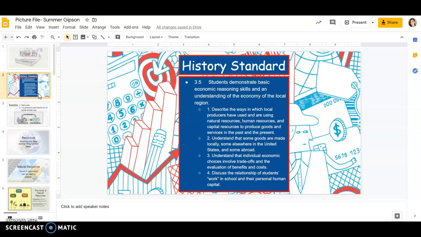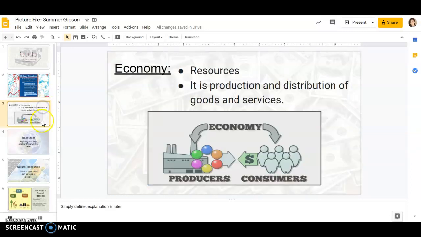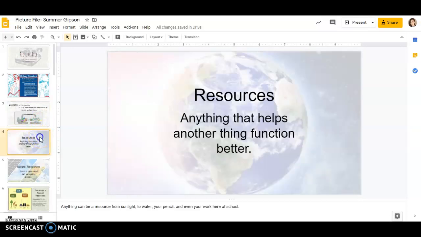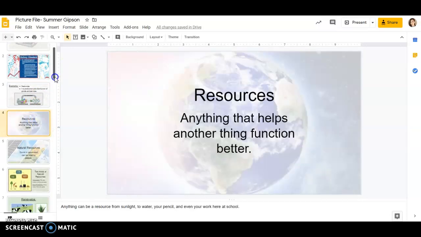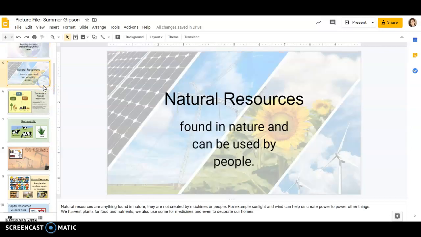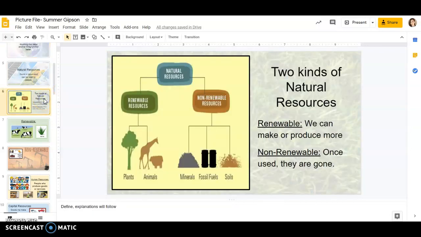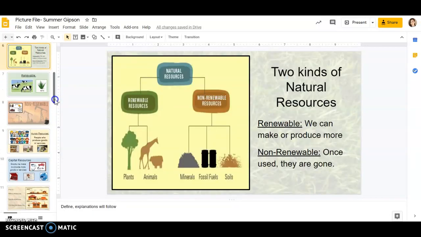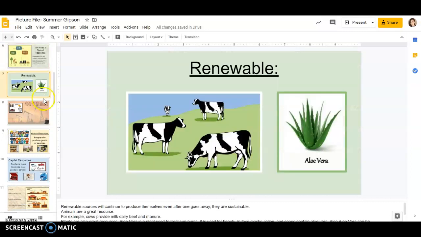This is a third grade economy lesson, so we look at different resources, the types of resources, where goods are made, and maybe some that they've seen before. We understand trade-offs and we talk about their own human capital in school. So we define economy, we look at different resources, I define natural resources for them and then also explain to them the two different types of resources.